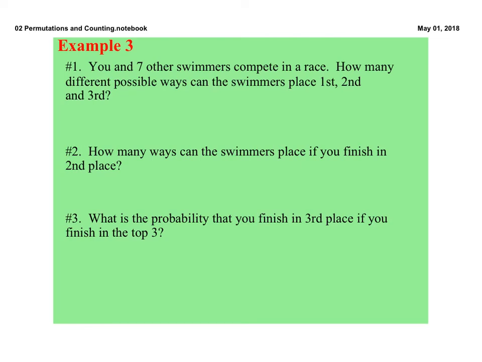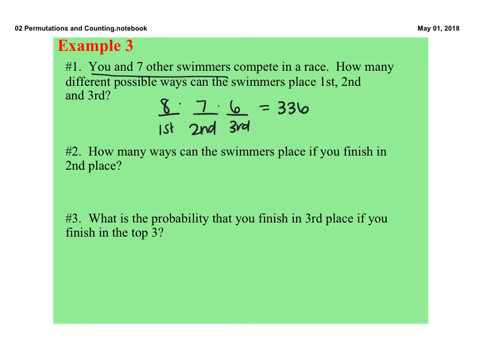All right, so it says you and 7 other swimmers. So 8 people total compete in a race. How many different possibilities can the swimmers place first, second, and third? Again, this whole first, second, third place business is all permutations. So there's 8 kids that could be selected for first. Once one is selected for first, they can't be first and second. And so we just end up with 8 times 7 times 6, so 336 different ways they could be selected.